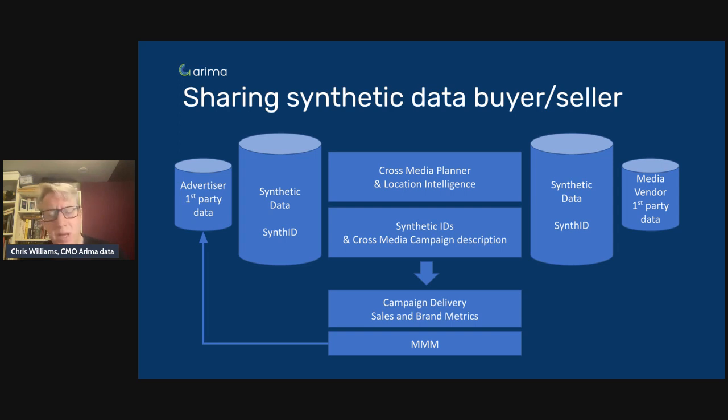Once the campaign has run, you can also apply how much actual media weight was applied to each of those synthetic individuals and pass it backwards in the opposite direction and understand campaign delivery and deduplicate that against the synthetic individuals, which makes it a nice database to start using for things like marketing mix modeling and bringing it back into comparison with the advertiser's first-party CRM data sales.